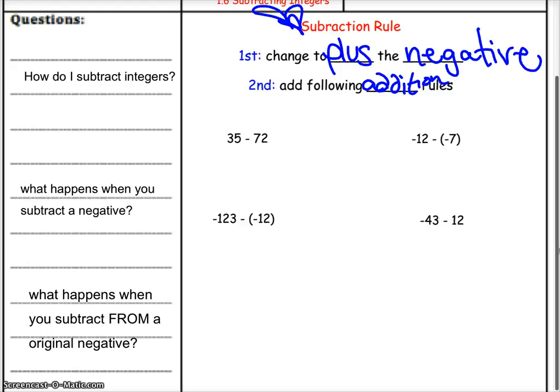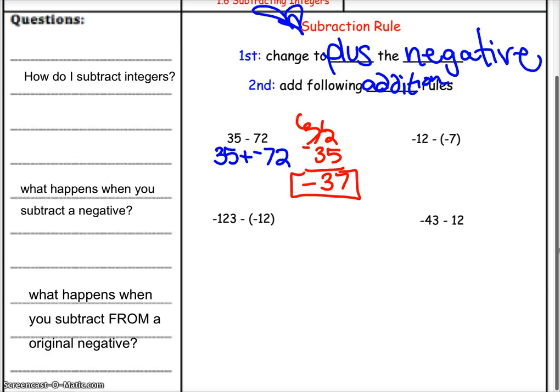So 35 minus 72, you turn it to 35 plus a negative 72. Okay? And then you subtract, because they're different signs. Addition properties say if they're different signs, take their difference. So 72 minus 35. And then do I have more negatives or more positives? More negative. So it would be negative 37. Okay, so I turned it to plus the negative, and then I followed the addition rules.